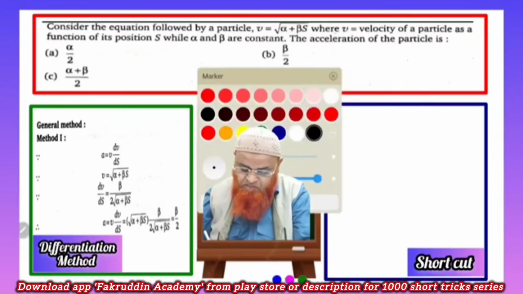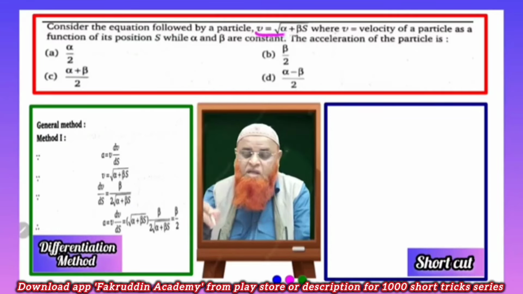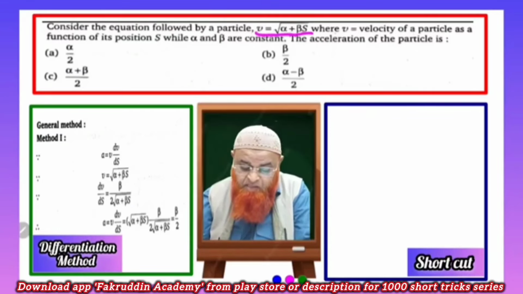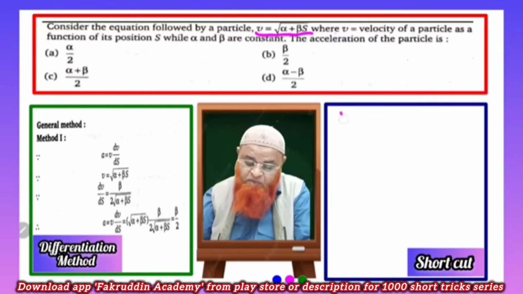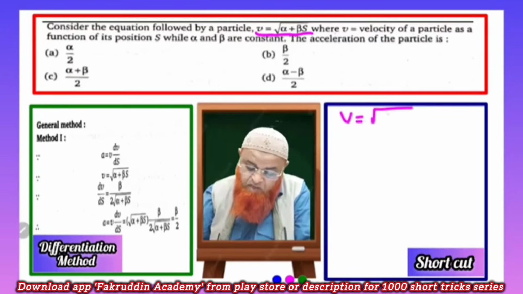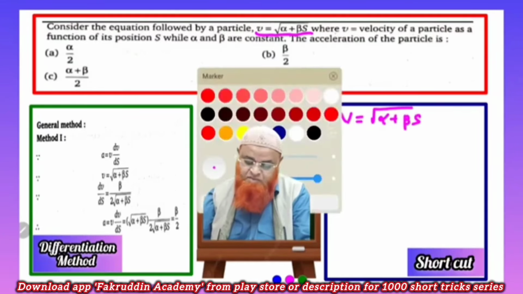Try to read the question and understand what he is going to explain. You just see what is given here. He has given that the value of V has been given to us. What is the value of V? You can see here, V is nothing but the square root of alpha plus beta s. Okay, then how are you going to solve this problem now?